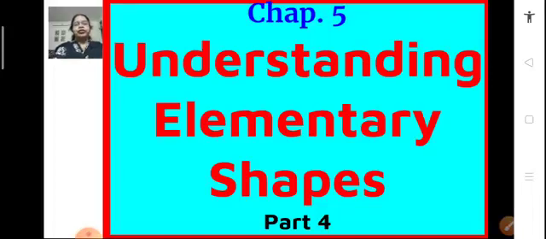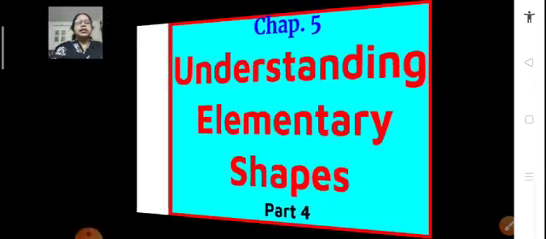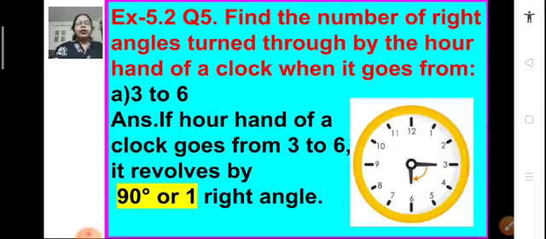This is part 4 of the chapter. In today's session, we will solve a few more problems from exercise 5.2 and then we will move on to learn more about the angles. So let's see what is question number 5 of exercise 5.2.